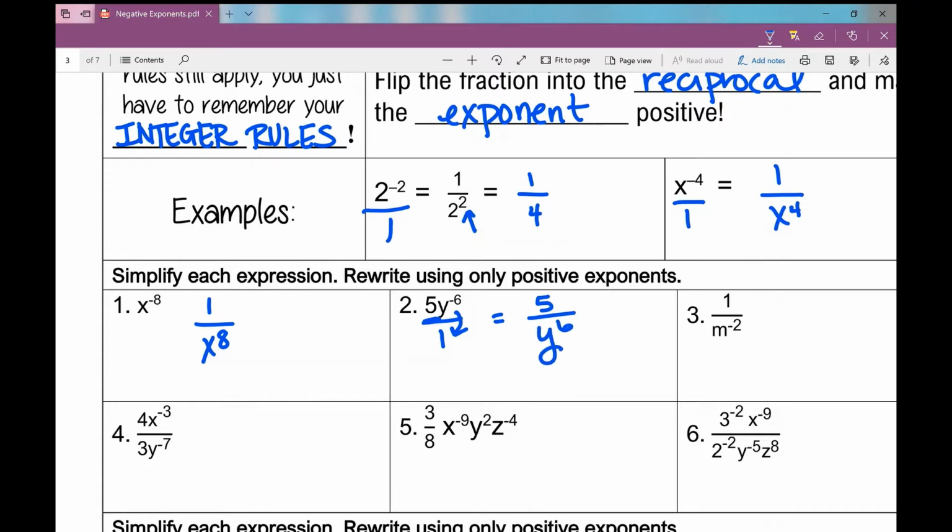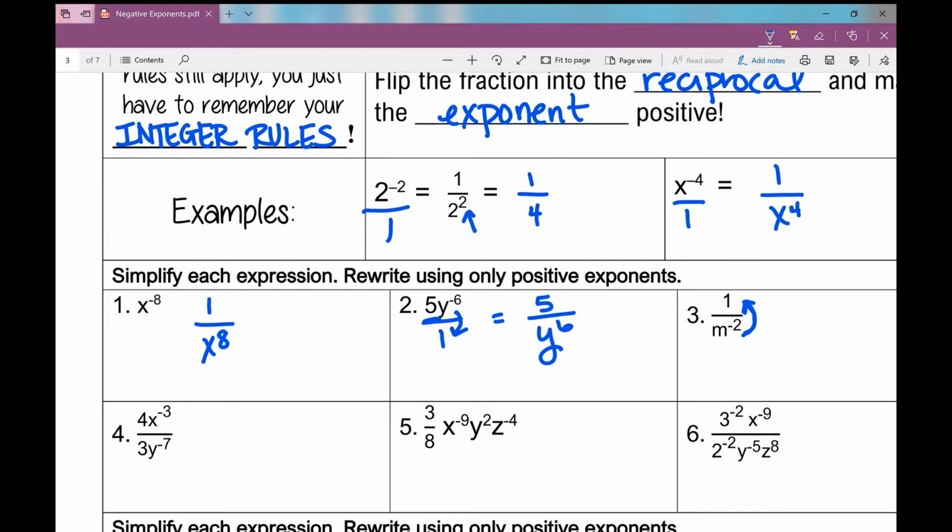So what do you notice about number 3? The variable and the negative exponent are in my denominator. If I flip this, what happens to that variable and its exponent? It now goes in my numerator. So that's generally what you can do. If it's in your numerator and it has a negative exponent, move it to your denominator and make it positive.